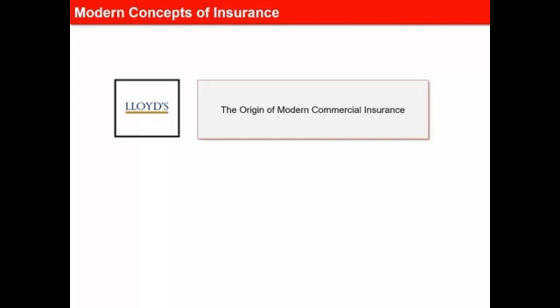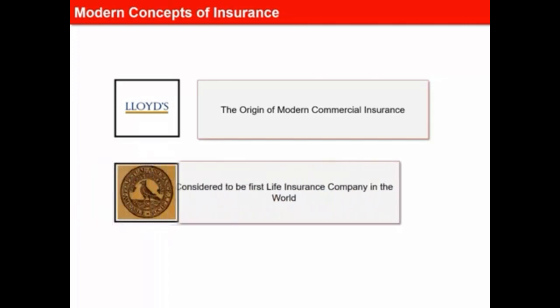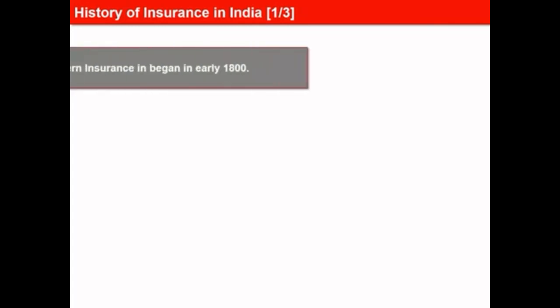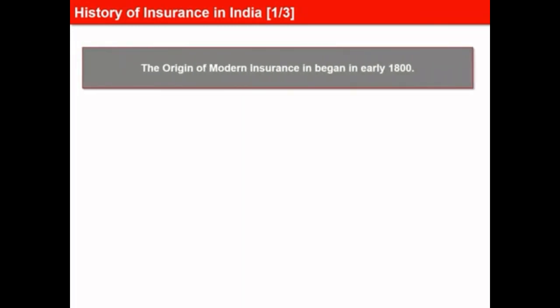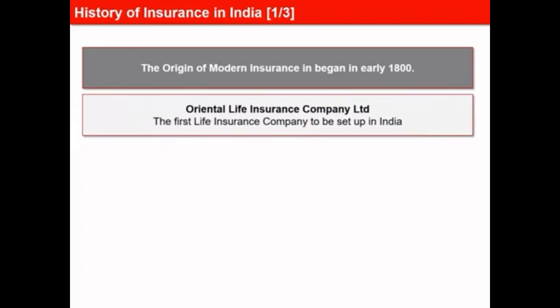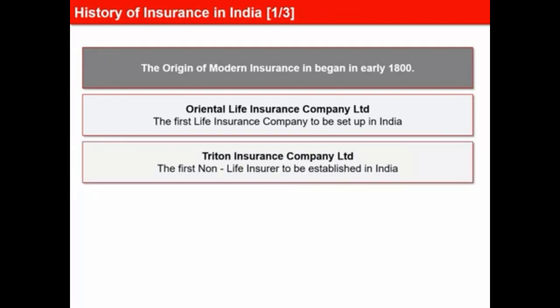Another important milestone in the insurance world was the Amicable Society for a Perpetual Assurance in London, which is considered to be the first life insurance company in the world. Modern insurance in India began in early 1800, with agencies of foreign insurers starting marine insurance business. The first life insurance company to be set up in India was an English company, Oriental Life Insurance Company Limited. The first non-life insurer to be established in India was Triton Insurance Company Limited.